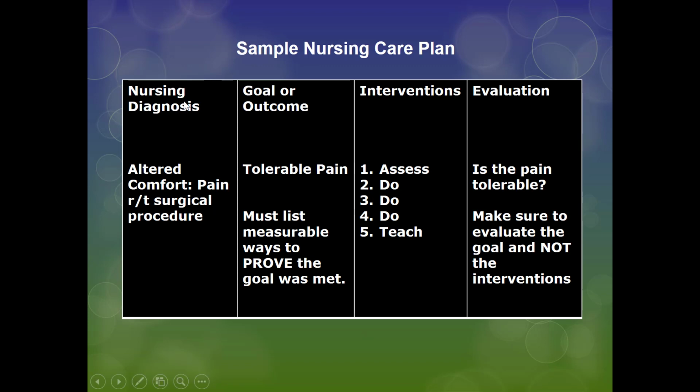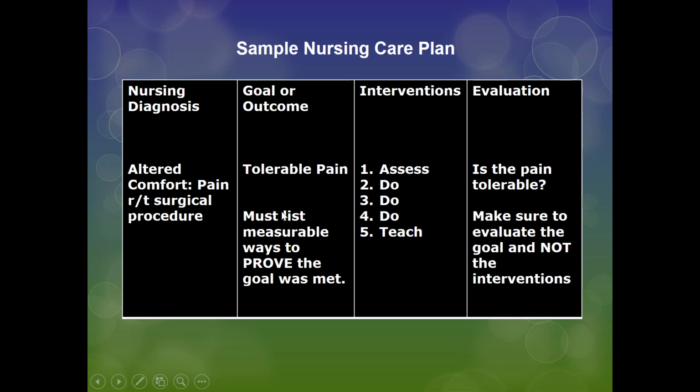So here's a sample nursing care plan. We have the nursing diagnosis, which is altered comfort, pain related to surgical procedures, so they had some kind of surgical procedure. My goal or my outcome, if my problem is pain, now a lot of people want to write no pain there. I hate that, because honestly, if you just had surgery yesterday, is it a realistic goal that you will have zero pain? That's not realistic. Why should I let the patient think that that's possible? What we want their pain to be is very tolerable. They can have aches and they might feel a little uncomfortable, but we should have any real pain under control, so tolerable pain. Then you have to list measurable ways to prove that this goal was met.